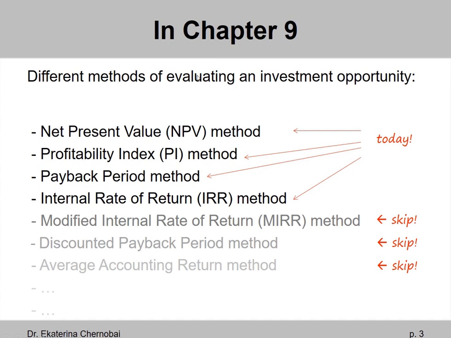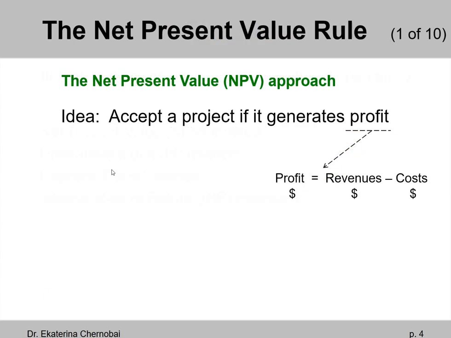So the different methods that we are learning in Chapter 9 are the net present value method, NPV, the Profitability Index method, PI, the Payback Period method, and the internal rate of return, the IRR method. These are the 4 we are gonna cover today in this lecture. The textbook has a few more approaches, but we are not gonna look at those. But there is such thing as a modified internal rate of return method, the discounted payback period method, the average accounting return method. We're not going to look at those. So we are going to skip them. Just the first 4. Let's start with the net present value approach.